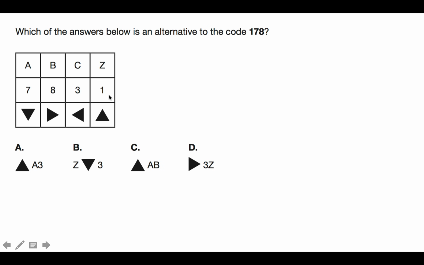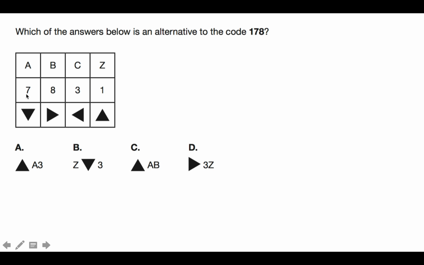So hopefully you're getting the hang of this now. So the first column, if we look at A, it could be A. It could even be B because Z's in there. It could even be C because the triangle's in there. But it isn't D because that triangle pointed to the right doesn't feature in that first column. So at the moment, it's either A, B, or C.